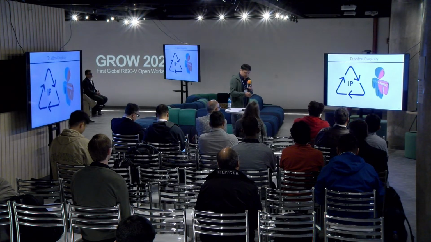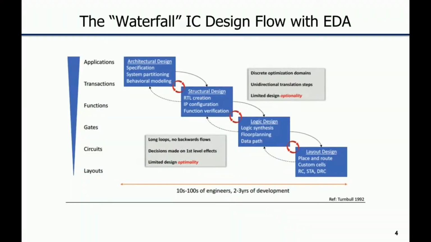Because of that, we have had this waterfall IC design flow with EDA for several decades. This is a figure I extracted from a 1992 paper, and you can see that we pretty much haven't changed much for the design. We start with the specification, and we do architecture design, then RTL, then we go to logic synthesis, and then physical design. This is a linear sequential process.